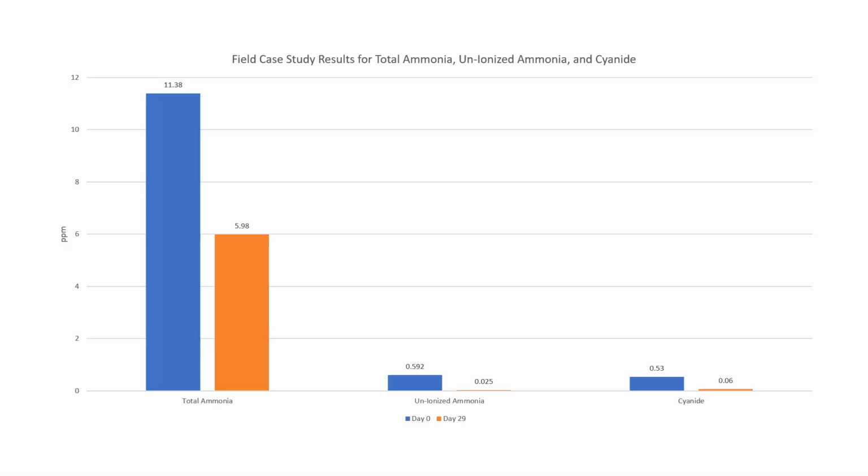And finally, I'll summarize with a simple before and after graph for the field case study. Total ammonia dropped from 11.38 to 5.98 parts per million, a 47% reduction. Unionized ammonia dropped from 0.592 to 0.025 ppm, a 96% reduction. Finally, cyanide dropped from 0.53 to 0.06, which was an 89% reduction. Most importantly, the water was made less toxic and the client was able to successfully discharge their water after treatment.